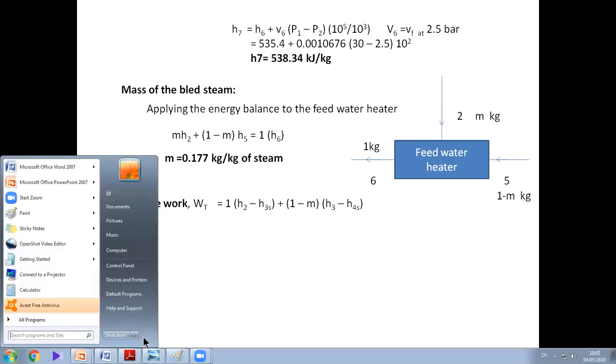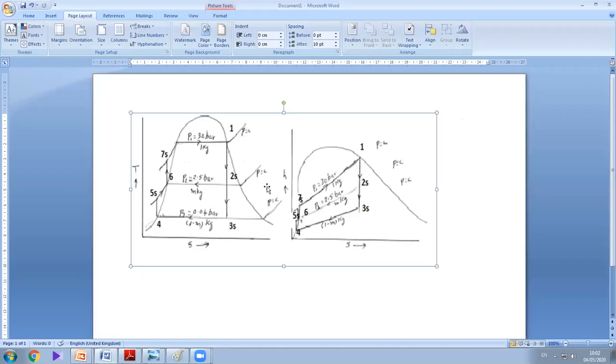Next, after finding m, next is to find turbine work. Again, I will go to the diagram. What is the turbine work from 1 to 2? Here, the turbine work from 1 to 2 carries a mass of 1 kg. 1 into difference in enthalpy. Is it H2 minus H1 or H1 minus H2? H1 minus H2 is right because H1 is the higher enthalpy here. So 1 into H1 minus H2 is the turbine work from 1 to 2.